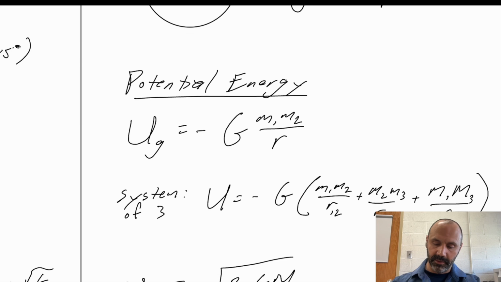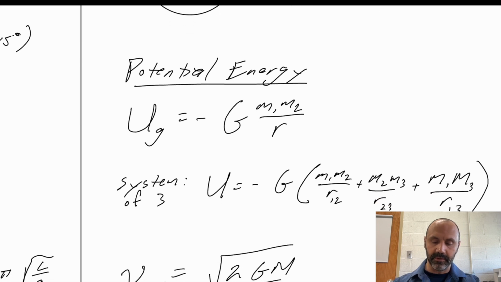Potential energy, so gravitational potential energy, UG equals negative Gm1m2 over R. Looks the same as the force equation, except it's negative and R is not squared. This is measured in joules, just like everything else. Here's an example of the potential energy of a system of three objects, where it would be negative G. You're finding all the relationships of the potential energy and you're just adding them up. It's not a vector. You can just add everything.